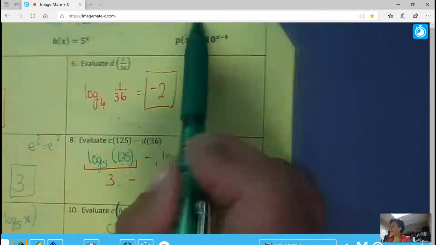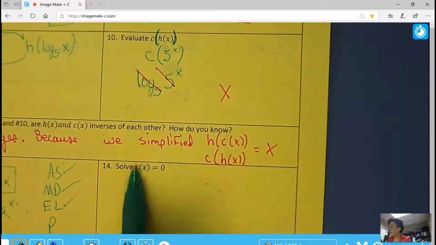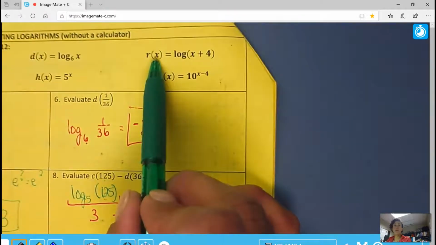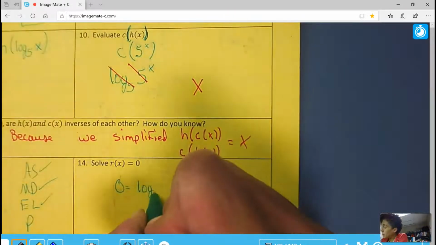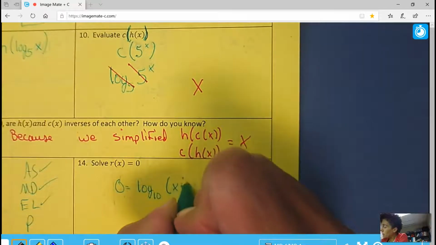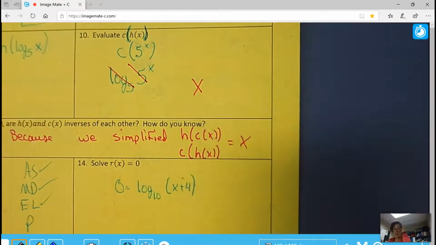So for this one, we're going to do the same thing. We're going to go to r of x, and this says that r of x is 0. So I'm actually going to go here and put 0 in there. And right now there's not a base, so I'll put that understood 10 when it's the word log.